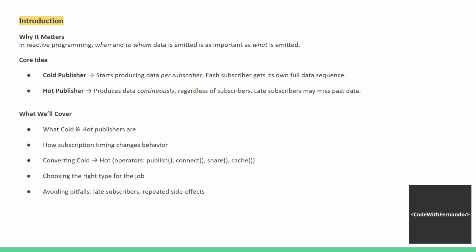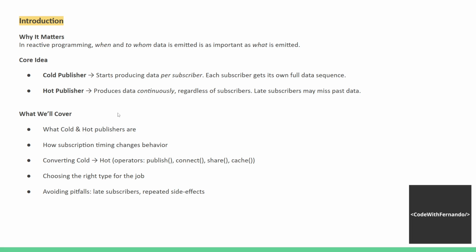First of all, cold publisher starts producing data per subscriber. Each subscriber gets its own full data sequence. I think this is the most important part in here. Then we continue with hot publisher. Hot publisher produces data continuously, regardless of subscribers. Late subscribers may miss past data. So the data will continue flowing continuously.